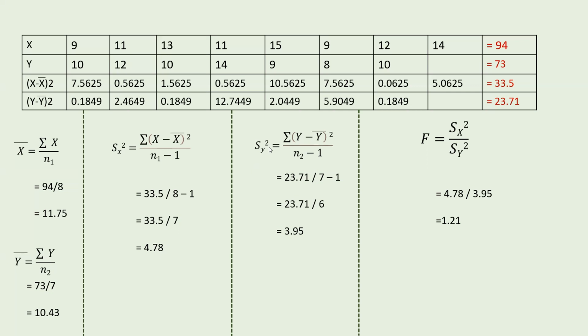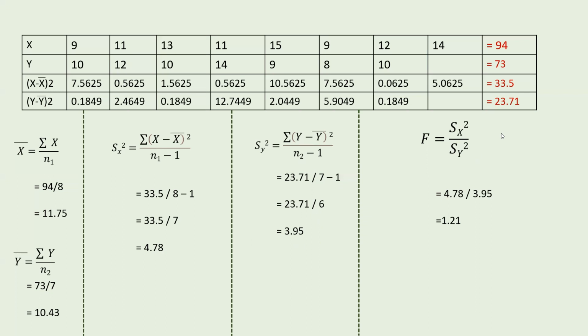Next we have to find Sy square. So Sy square is equal to summation y minus y bar the whole square divided by n2 minus 1. What we found out the total value was 23.71. So 23.71 will be divided by n2 minus 1. The n2 value was 7, so 7 minus 1 gives us the answer 6. So 23.71 divided by 6 will be 3.95. So we found out Sx square and Sy square.